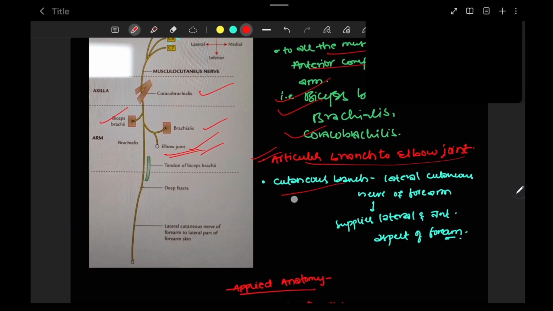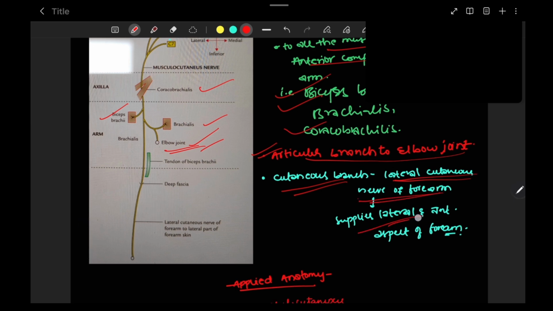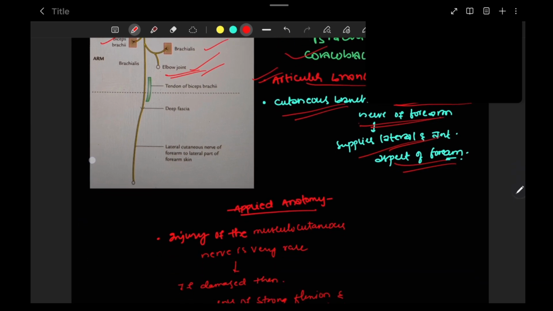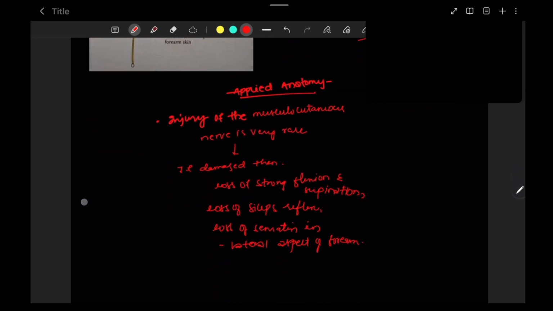Next, the cutaneous branch. I've already told you the one cutaneous branch, which is the lateral cutaneous nerve of the forearm. It supplies the lateral and the anterior aspect of the forearm, which you can easily remember from the arm.